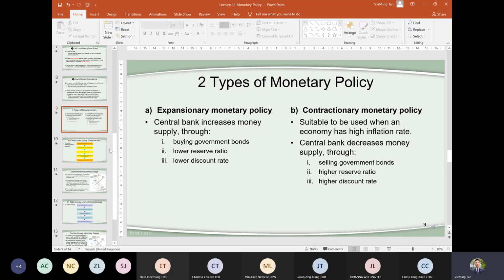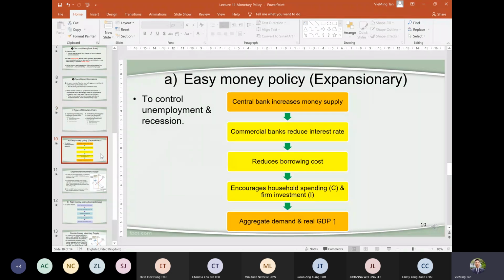All right, so let us try to check the expansionary monetary policy first. Expansionary monetary policy is also called the easy money policy. Same meaning. Easy money policy means the expansionary monetary policy. This policy is most suitable to be used when the government would like to reduce the unemployment rate and also to solve the recession issue.